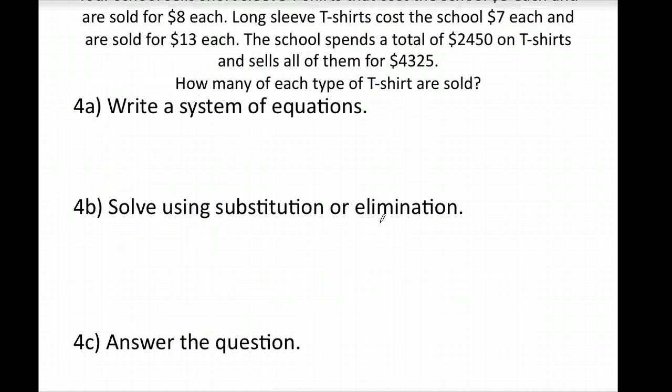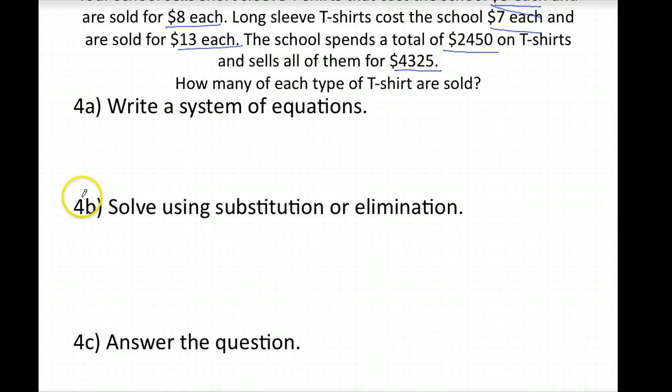Let's go to our last one, a word problem. Your school sells t-shirts that cost the school $5 each, or short sleeve, and they sell them for $8 each. Long sleeve t-shirts cost $7 each and sell for $13 each. The school spends a total of $2,450 on t-shirts and sells them all for $4,325. How many of each type of t-shirt are sold?